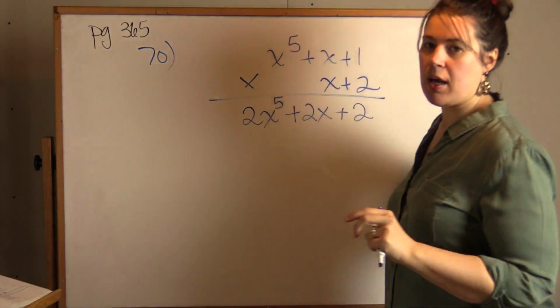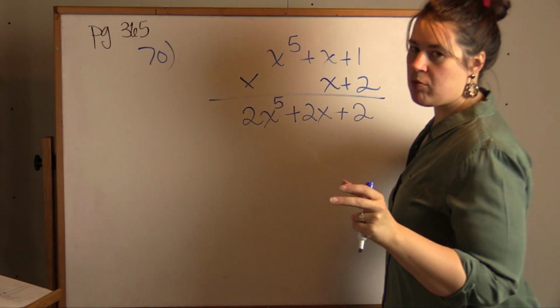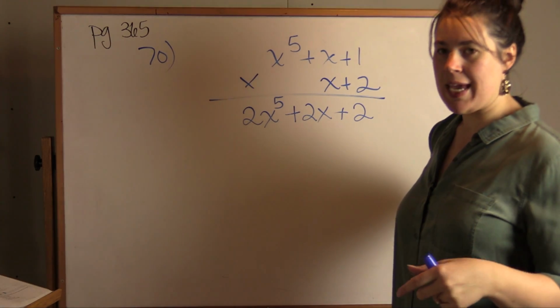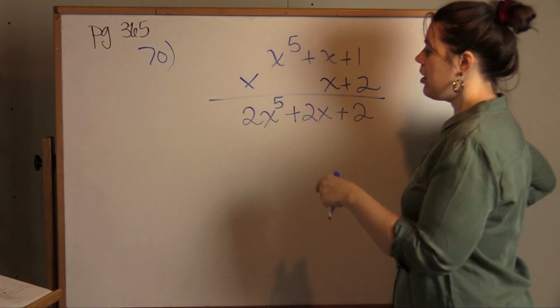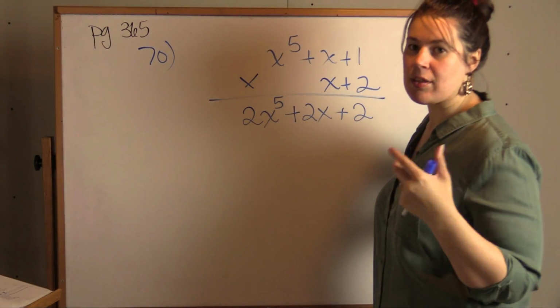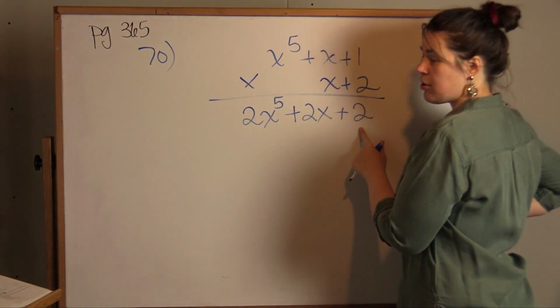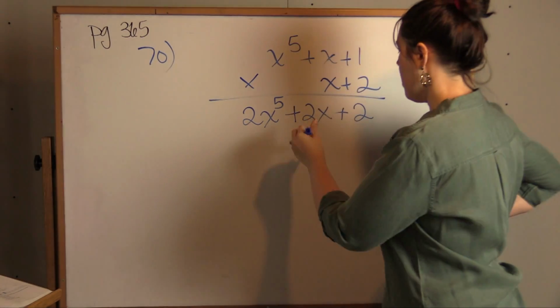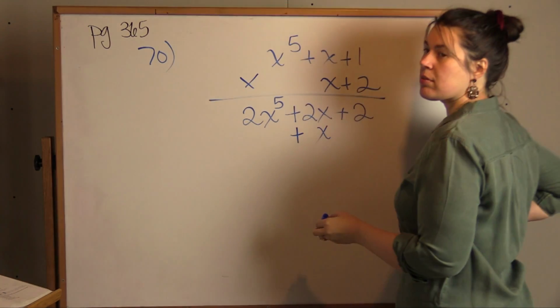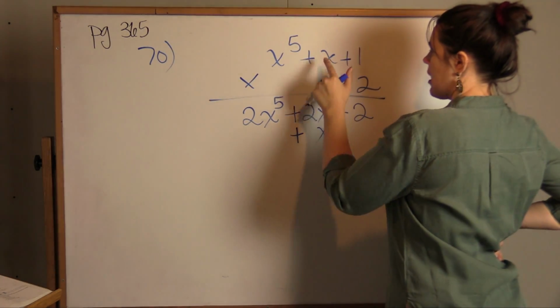All right, now move to the next one. Now here's where, just as a reminder, when you're doing vertically, whatever you multiply out, always put the answer under a like term. So when I do x times 1 and I get the answer x, I'm not going to put it under the 2. That's not a like term. So I'm going to put it under the x's. So plus x.